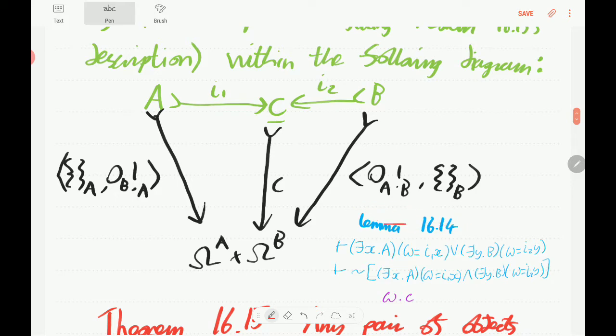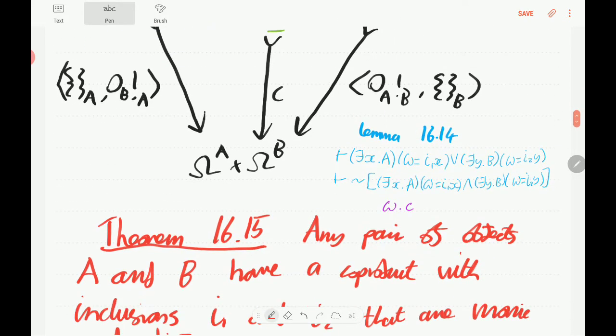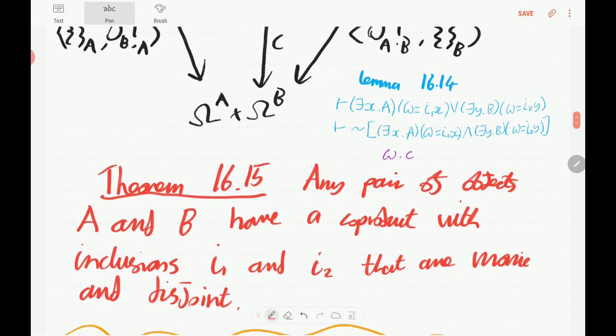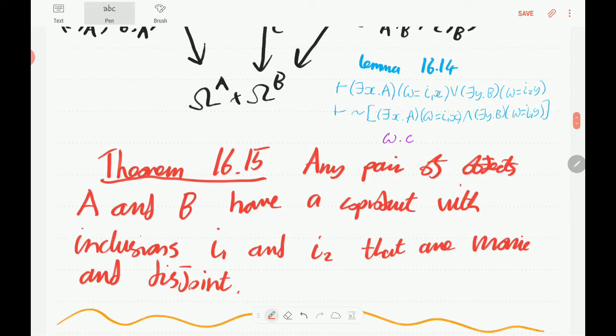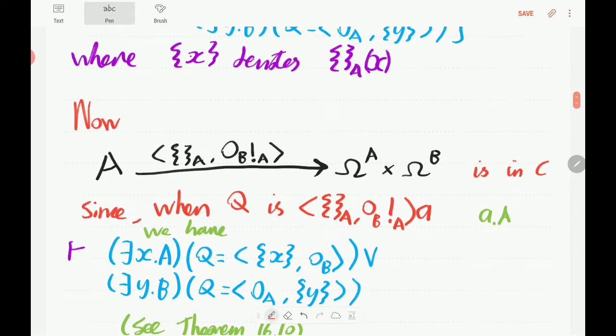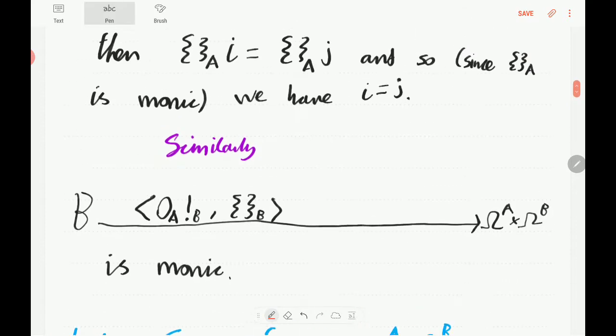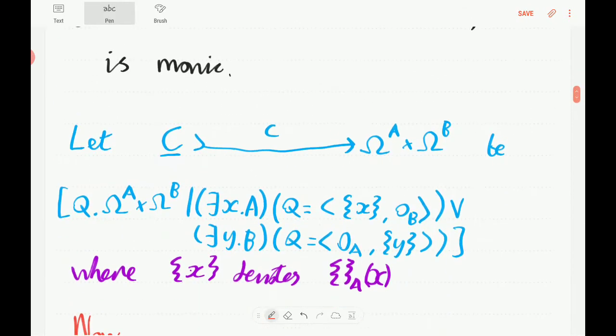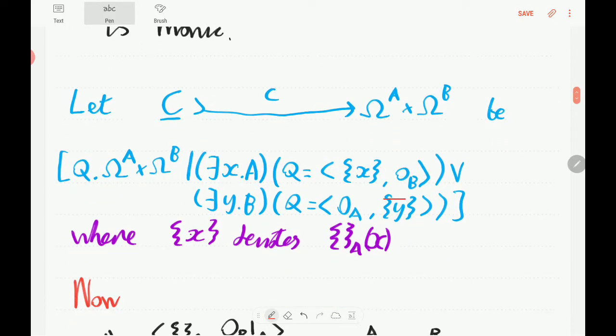And we see from lemma 16.4 and so on that this is the same kind of coproduct that we encountered before. So for any pair of objects A and B, we form this coproduct with inclusions I1 and I2, which are monic and disjoint. And it's interesting that the critical thing in how we form this is that we essentially just take the disjoint union, but we do this by playing around with the exponential objects and using these singleton arrows.